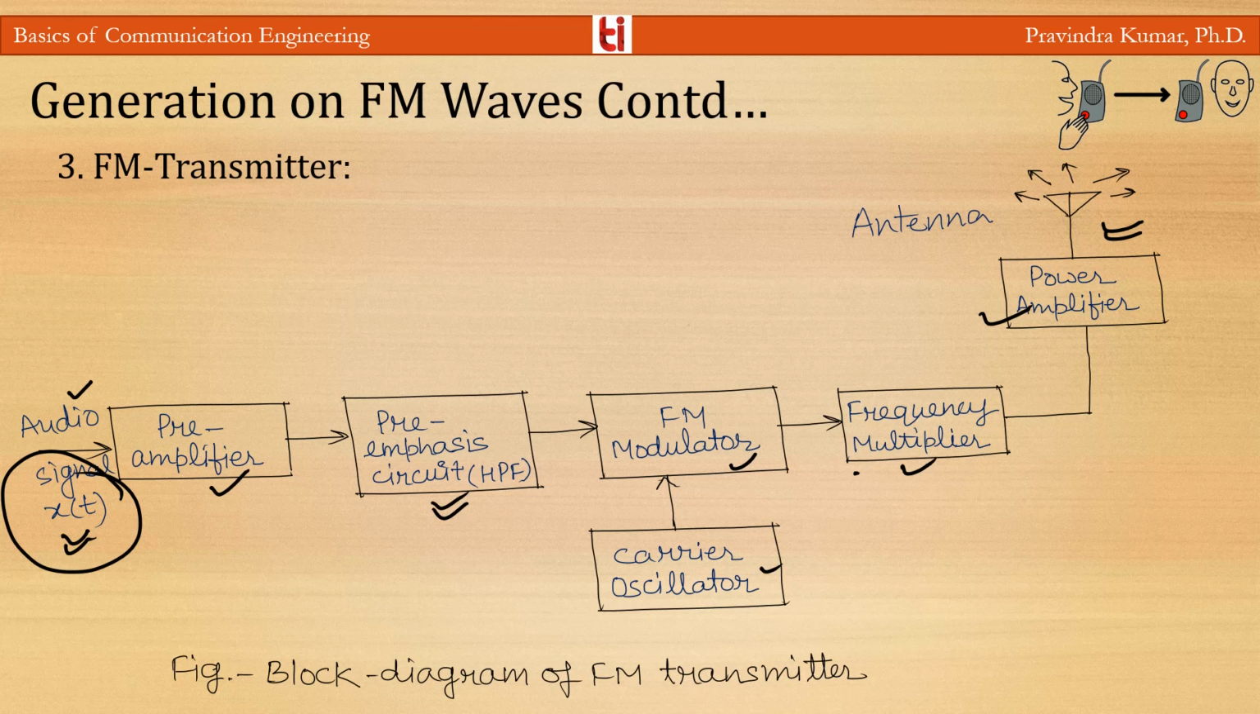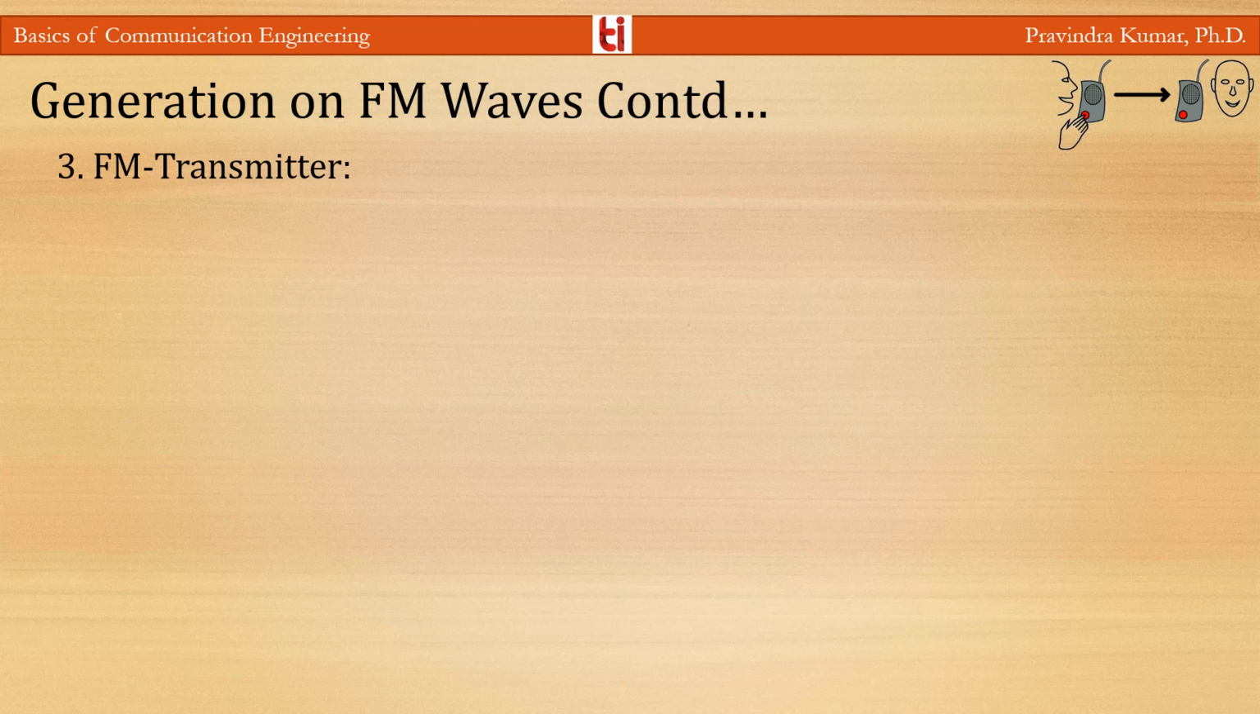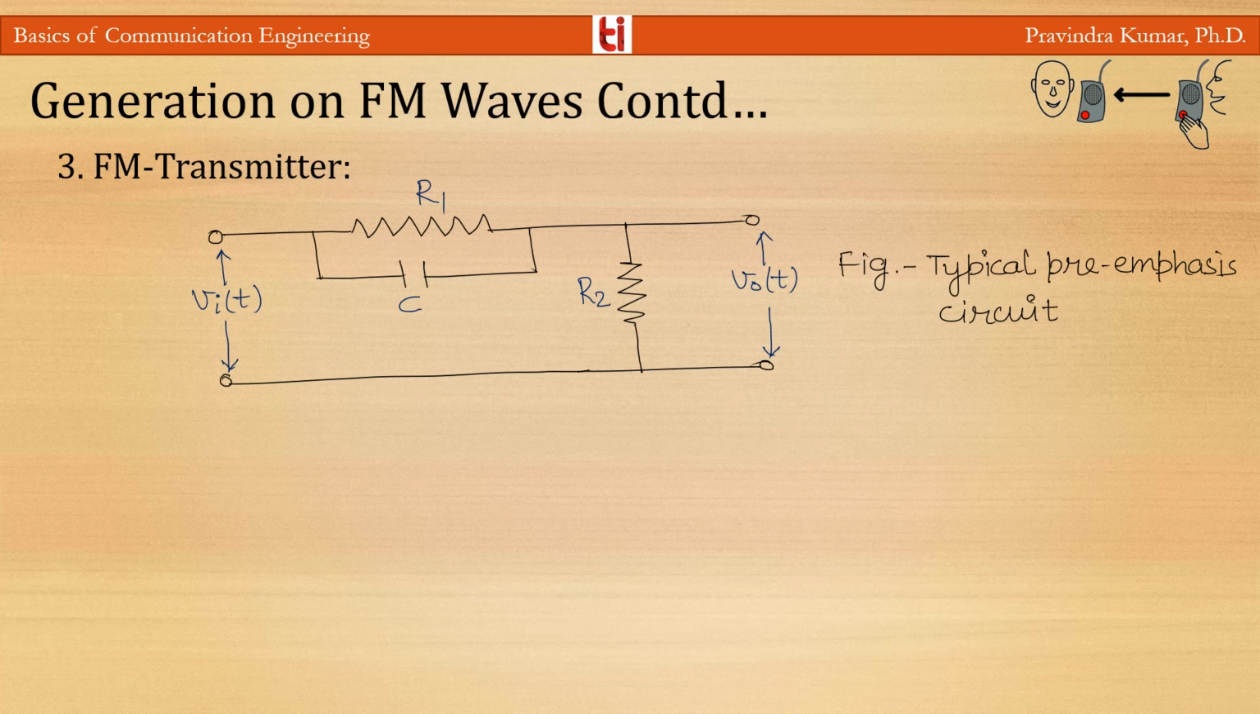So if we boost the amplitude of the higher frequency modulating signal artificially, then it will be possible to improve the noise immunity at higher modulating frequencies. The artificial boosting of higher modulating frequencies is known as pre-emphasis. The circuit boosts the signal amplitude of frequencies beyond 2.1 kilohertz in the message, and the pre-emphasis circuit is used before the modulation, and it works as a high pass filter.